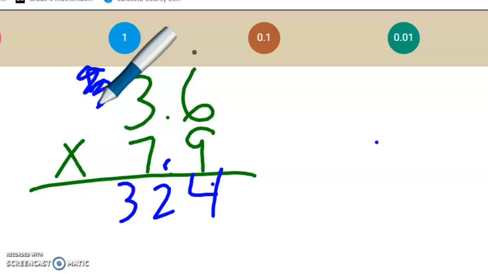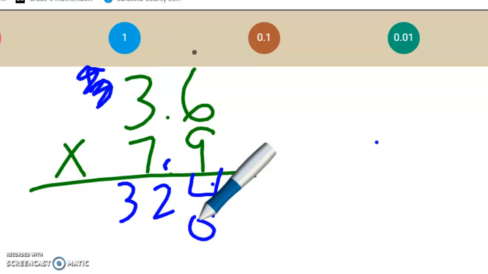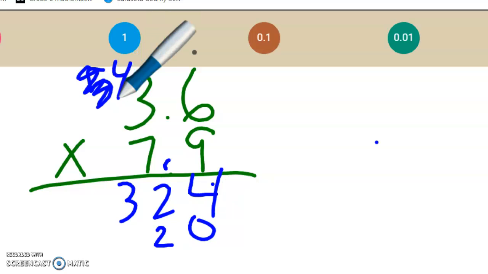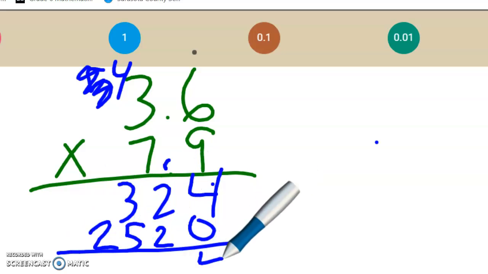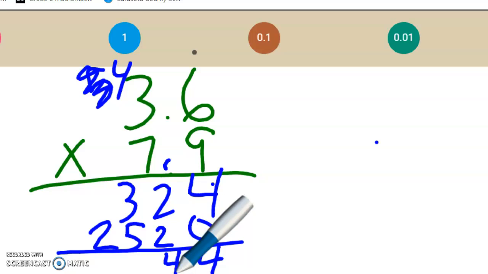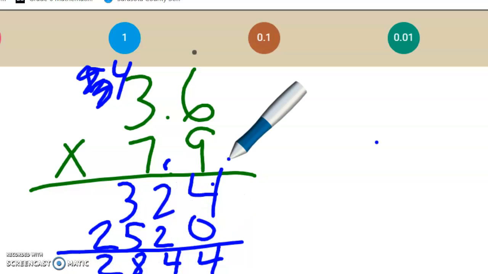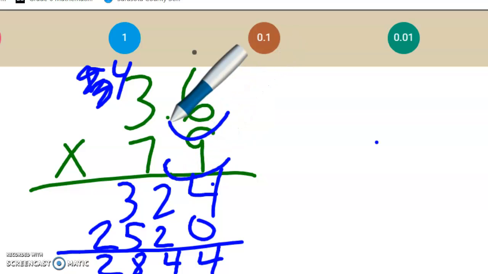Now, this is like multiplying it by 70. So 7 times 6 is going to give us 42. We put our 4 up here. And 7 times 3 is 21 plus 4 is going to give us 25. So 4 plus 0 is 4, 2 plus 2 is 4, 5 plus 3 is 8, and 2 plus 0 is 2. When we look over here, we have 2 decimal places, so we move over here, 1, 2, and our answer is going to be 28.44.